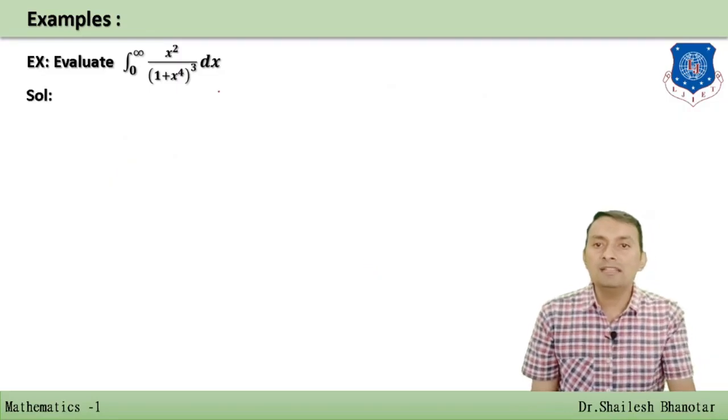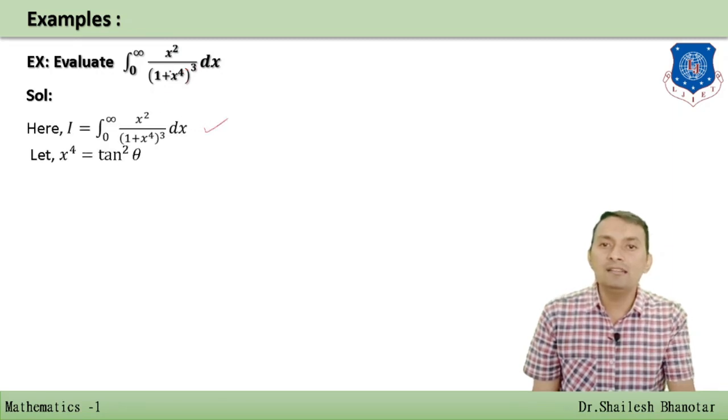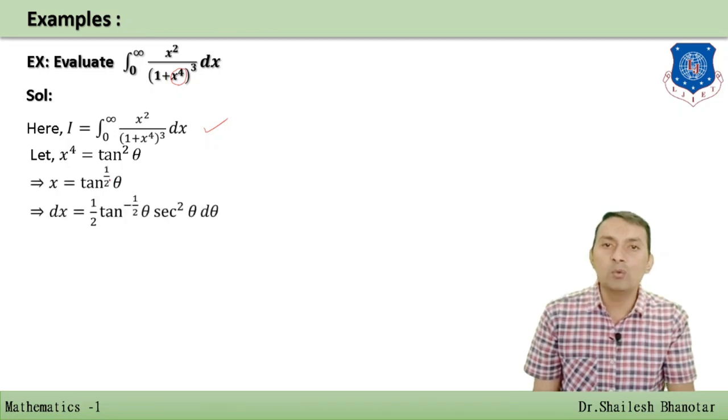Now we have another question: evaluate the integration from 0 to infinity of x squared divided by (1 plus x raised to power 4) raised to power 3 dx. So this is I. Now 1 plus something is there, so you have to assume 1 plus tan squared theta, so that you can get sec squared theta. Like that logic, I'm just going to assume that x raised to 4 is equal to tan squared theta. So I can assume that x is equal to tan raised to 1/2 theta. So dx is equal to 1/2 tan raised to minus 1/2 theta into the derivative of tan, that is sec squared theta d theta.